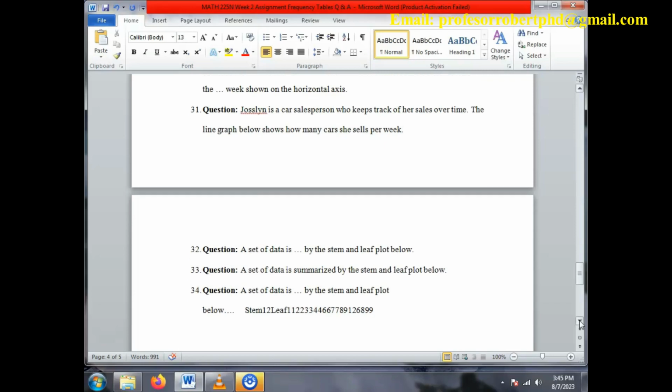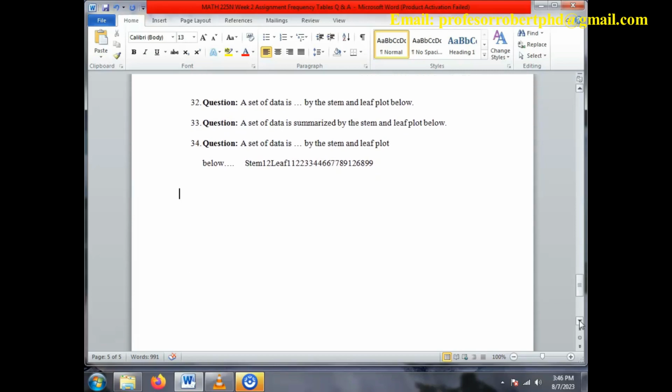32. Question. A set of data is summarized by the stem and leaf plot below. 33. Question. A set of data is summarized by the stem and leaf plot below. 34. Question. A set of data is summarized by the stem and leaf plot below. STEM, LEAF: 1 | 1 2 2 3 3 4 4 6 6 7 7 8 9; 1 | 2 6 8 9 9. Math Tables Q&A.